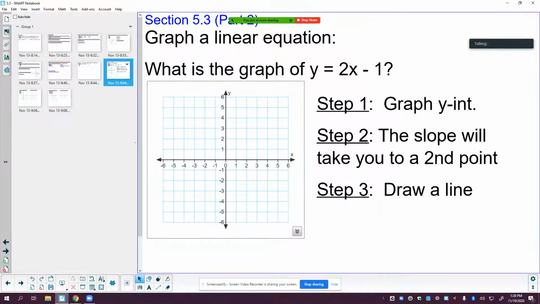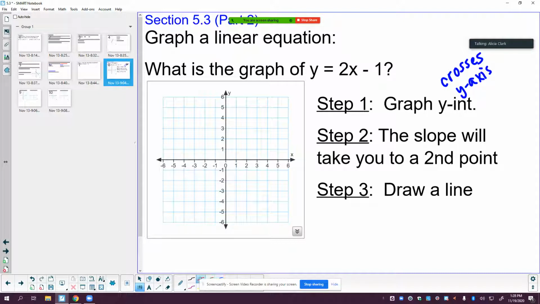We are going to be looking at graphing a linear equation. If I'm asking you what is the graph of this equation, yesterday we were just finding the slope and the y-intercept. Today we're going to be putting those things on the graph. So what is the graph of y equals 2x minus 1? The first thing that we're going to do is graph the y-intercept. Remember, that is where it crosses the y-axis.